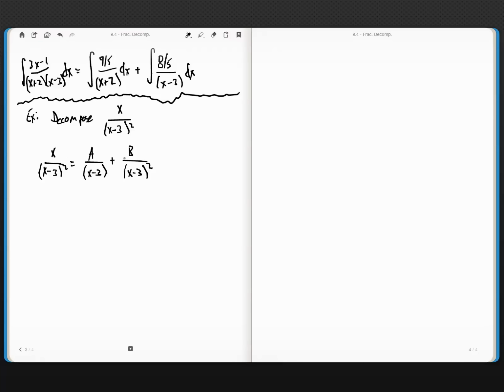Okay. So in this case, I'm going to multiply through by x minus 3 squared again. So this will give us x equals, well, there will be one x minus 3 left here. So that's a times x minus 3 plus, and the x minus 3's cancel out here, b. And again, and this is the technique I was thinking about earlier, x could be anything, and this should still work, right? So the game here is to pick a convenient x.